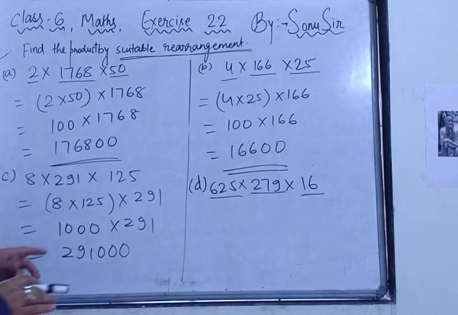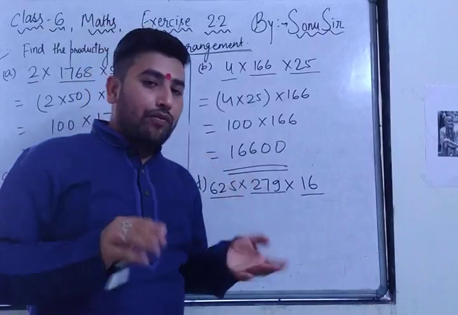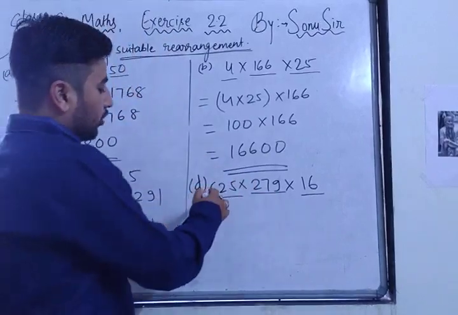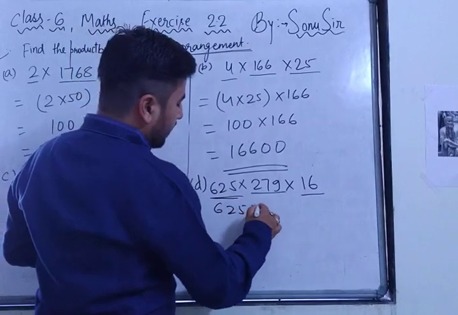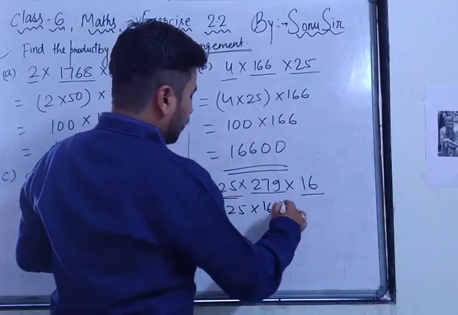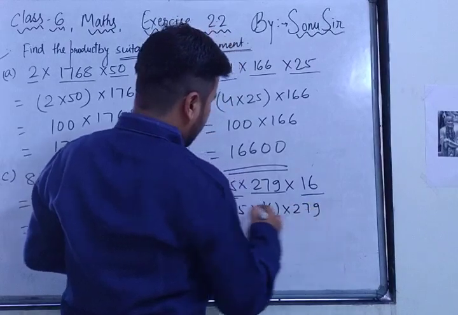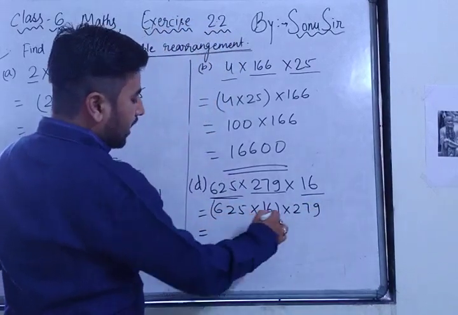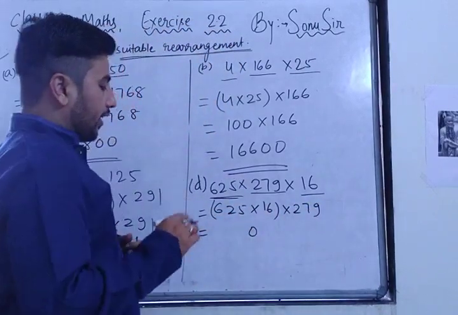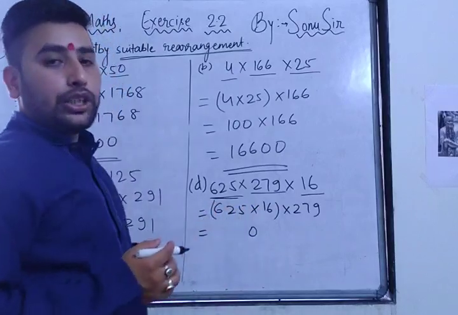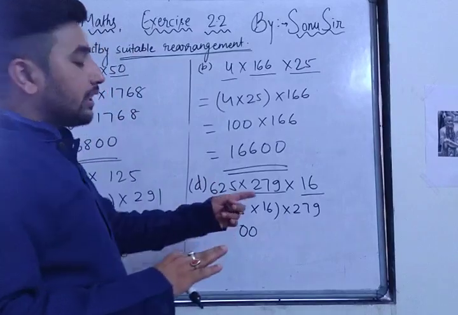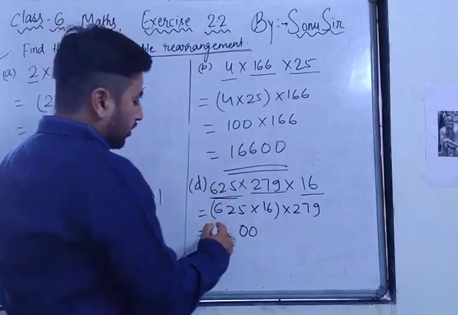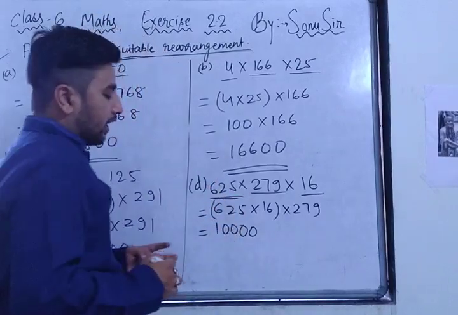See, I hope 25 is there, right? 625 is 25 into 25. So we have to take this 625 into 16, and then 270. Right? 16 5s are 80. 8 remaining. 16 2s are 32. 32 plus 8, 40. 4. 16 6s are 96. 96 plus 4, 100. 10,000, you have got this.